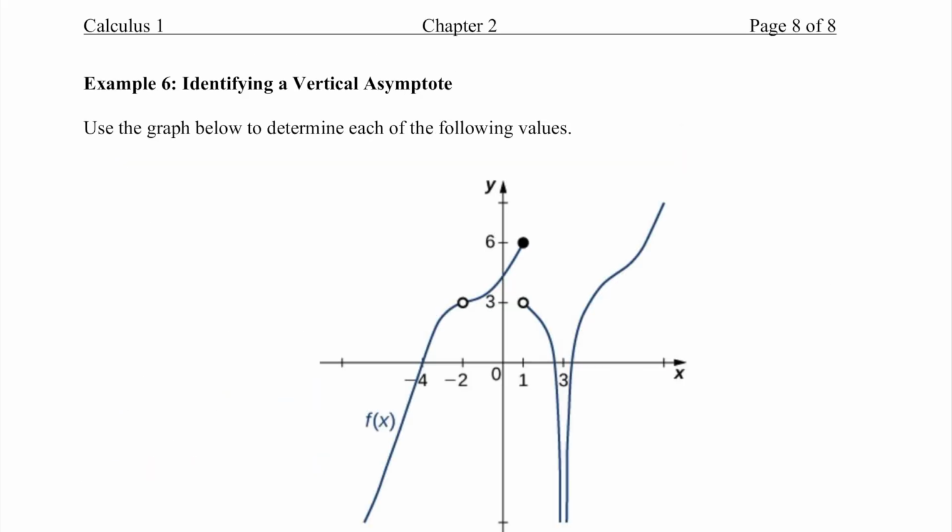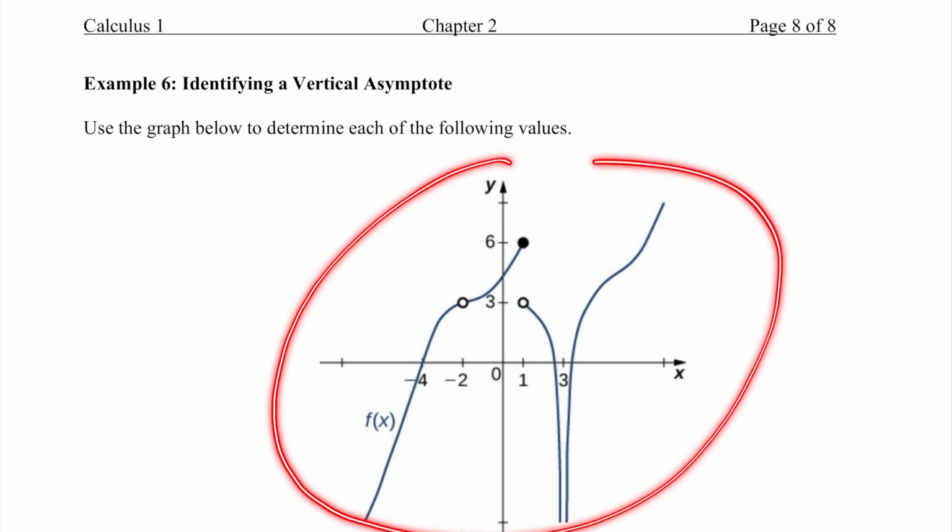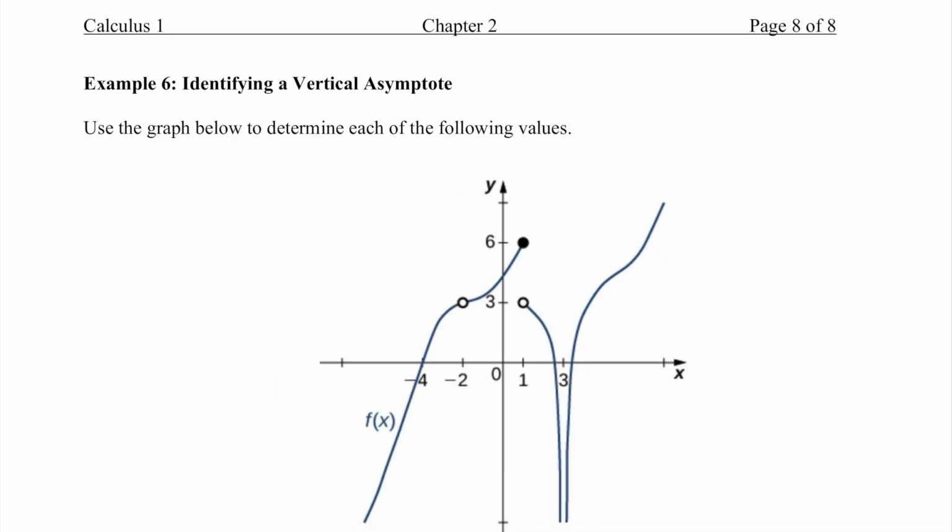Now, we're going to use the graph to determine several values. We are given the graph of function f of x, and we will carefully read information from it. Remember, open circles show where the function is not defined. A closed dot shows the actual function value. For limits, we look at what the graph is approaching. For function value, we look at the closed dot.